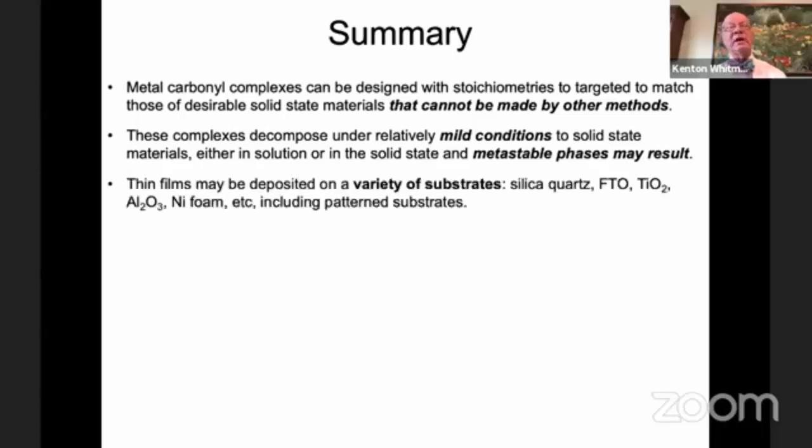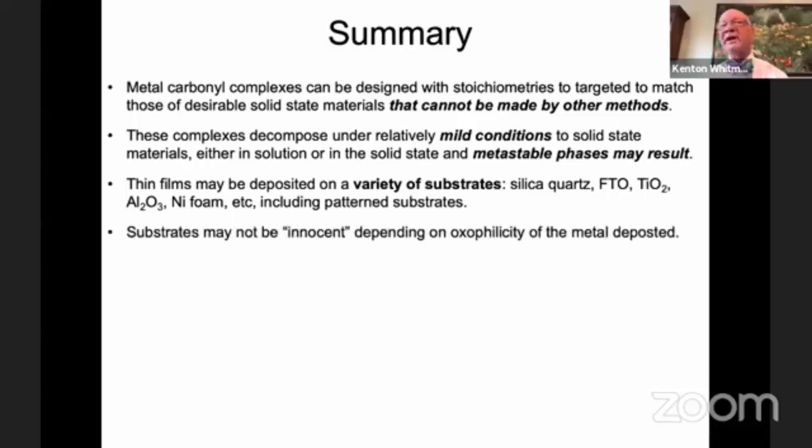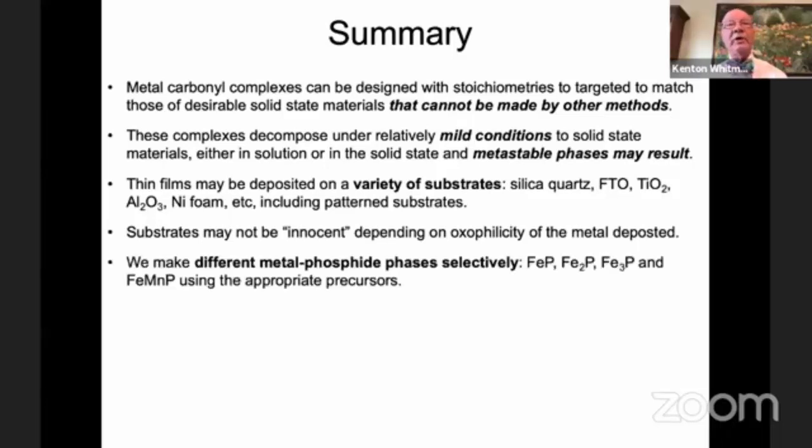They can be used to deposit these materials on a wide variety of substrates. We don't have any limitations except perhaps whether the substrate interacts with the material or not. The substrates may not be innocent, so we do have to pay some attention. But that is certainly an obstacle that we can overcome. We can make different metal phosphide phases selectively, so we're not getting cross-contamination.